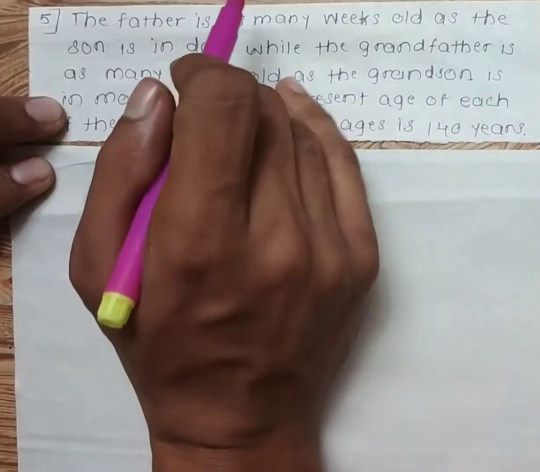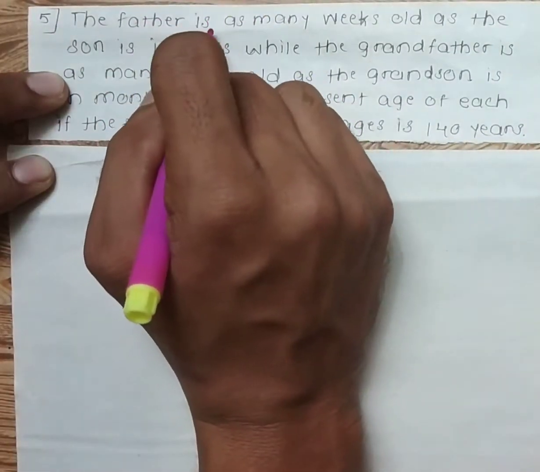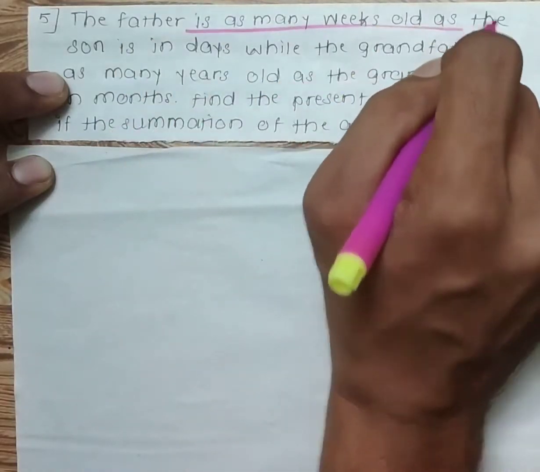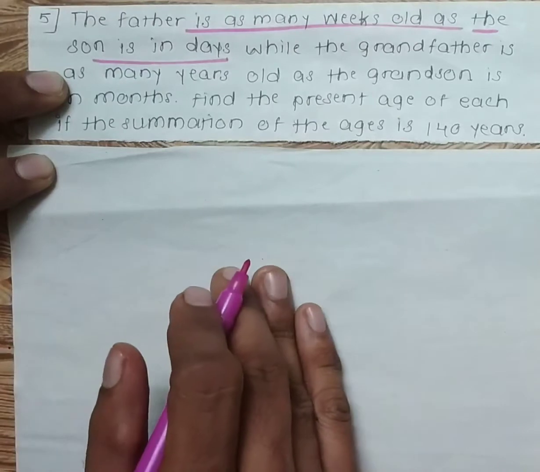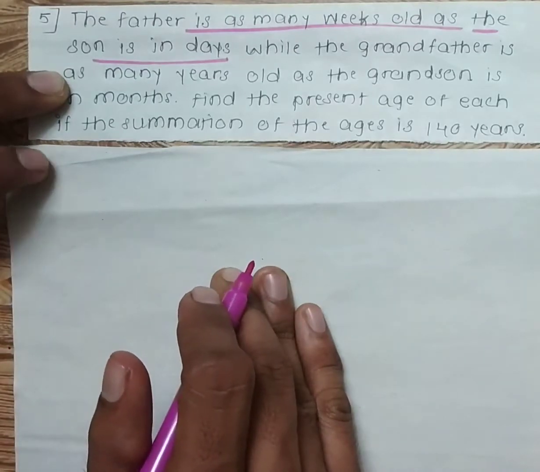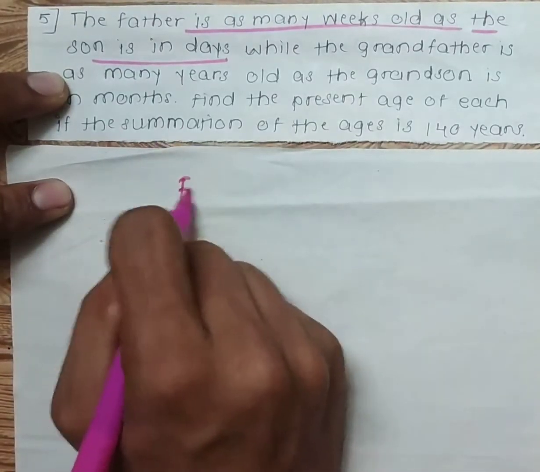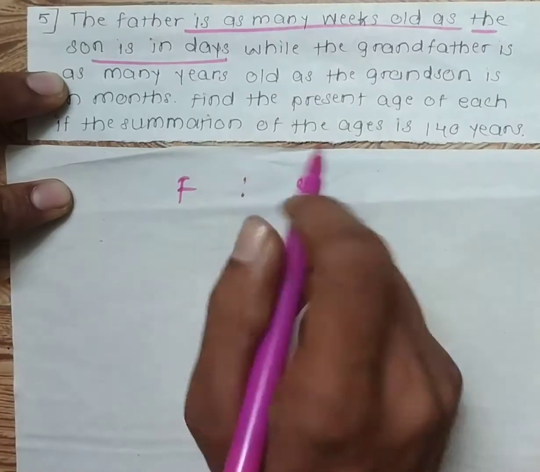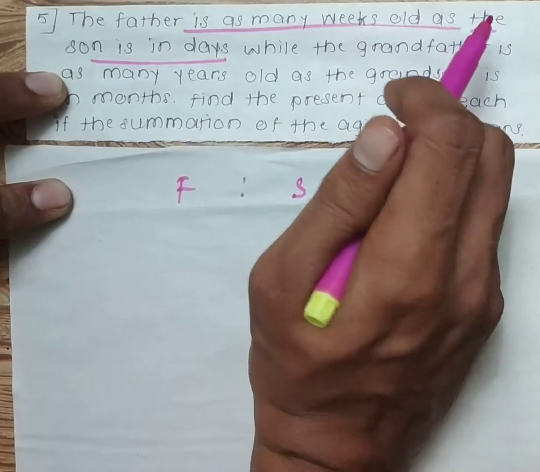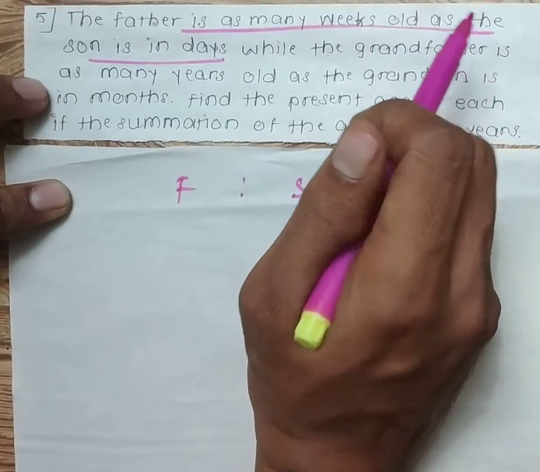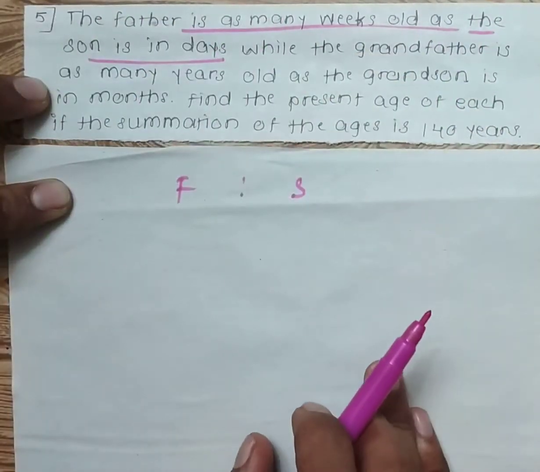The father is as many weeks old as the son is in days. Okay, they're talking about the ratio of the father to son. And what did they say here? The father is as many weeks old, we don't know how many weeks old, as the son is in days.